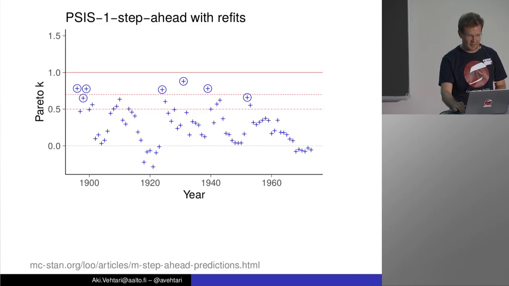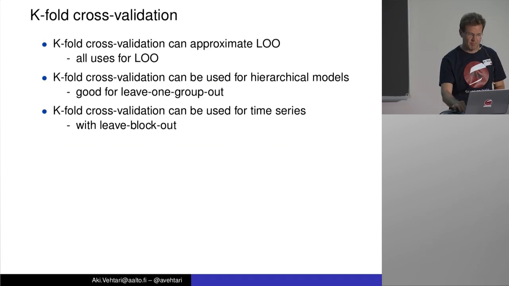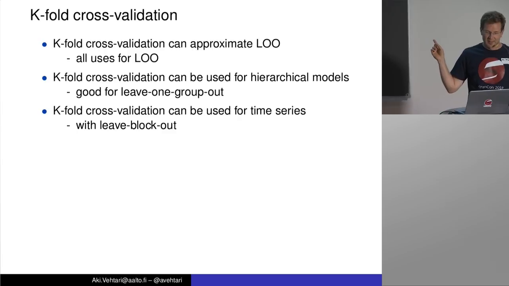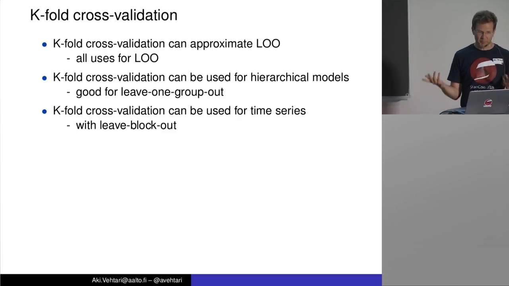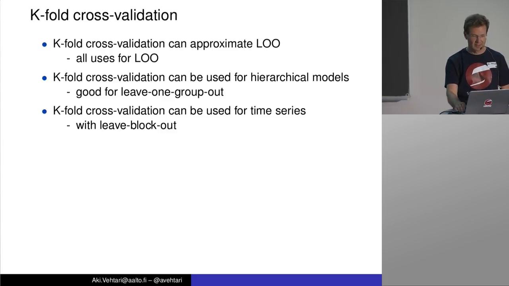There's a case study for that. The other option is then k-fold cross-validation. It can approximate LOO, so it can be used where LOO is used. It's also very good for leave-one-group-out, being stable there. For time series, we can do leave-block-out.